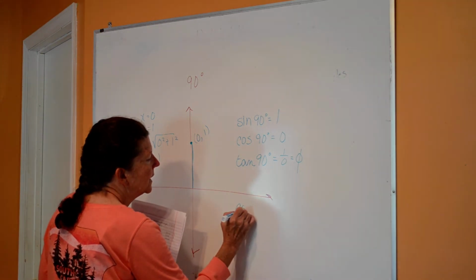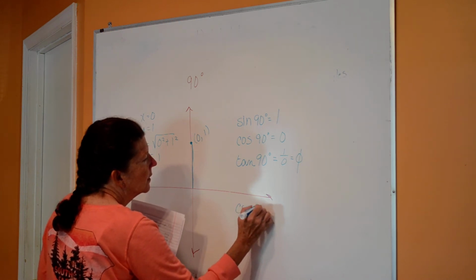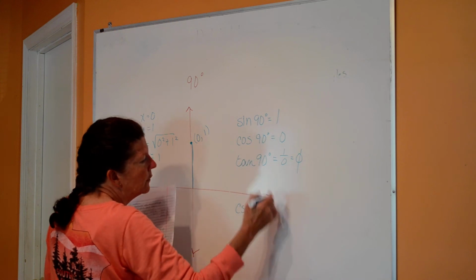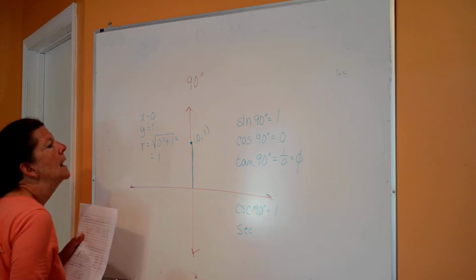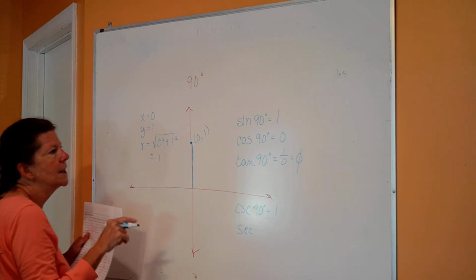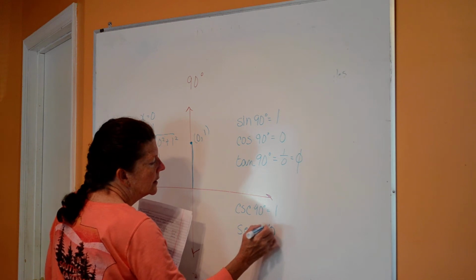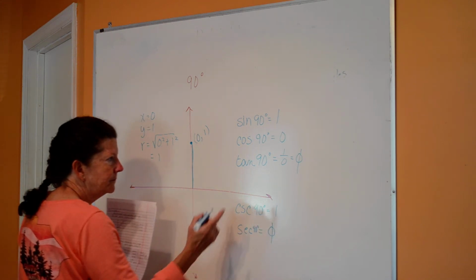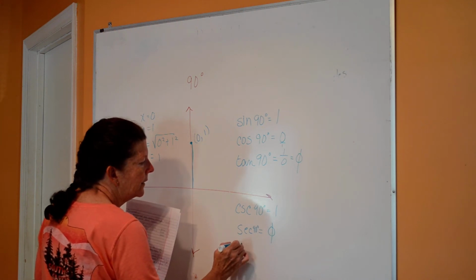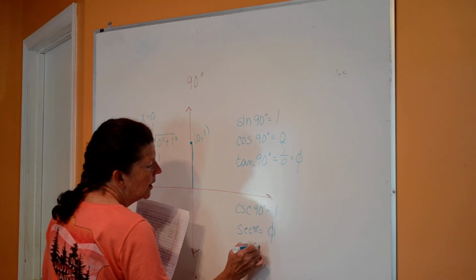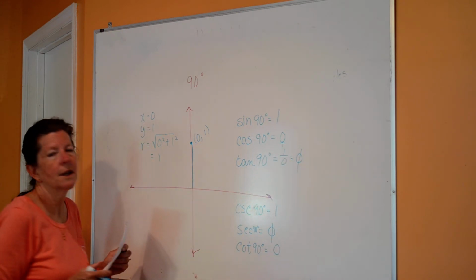The cosecant at 90 degrees, I'm going to flip 1 over 1, so it's just going to be 1. The secant, now think about it, it's going to be 1 over 0, so this secant now is going to be undefined because this was like that, okay? Now the cotangent of 90 degrees is going to be 0 over 1, or 0.